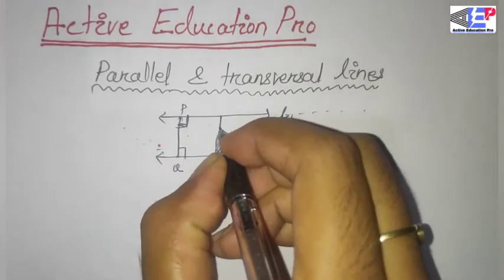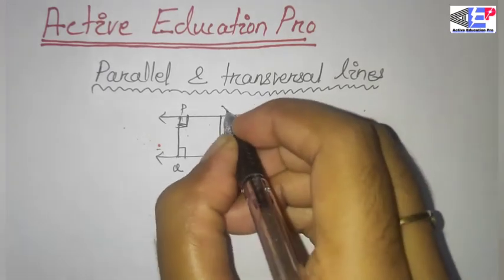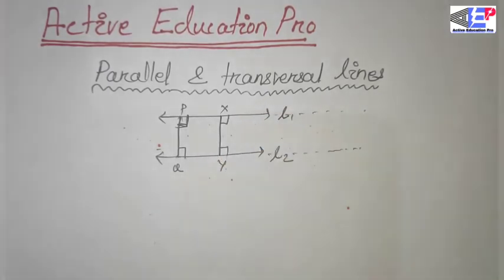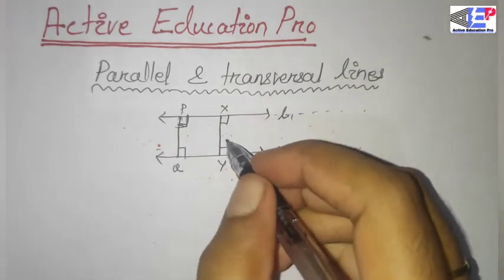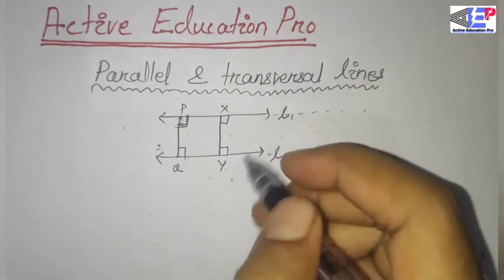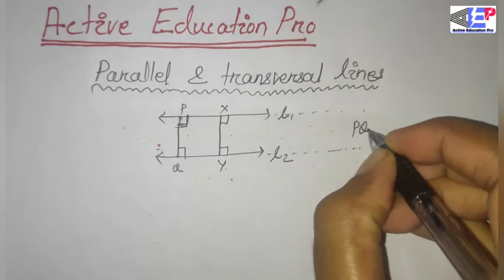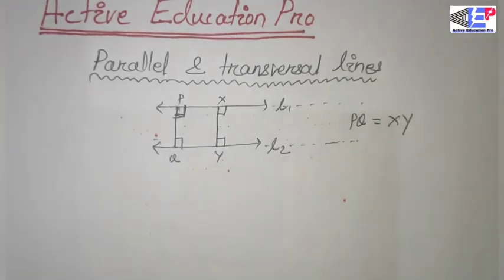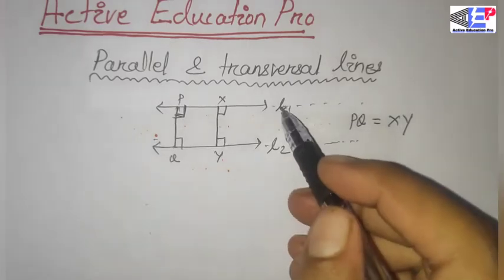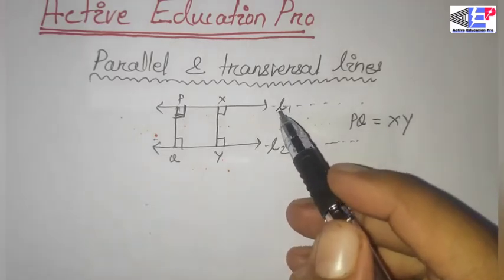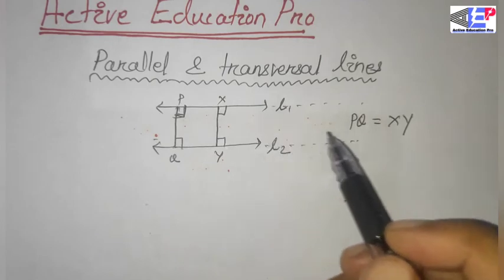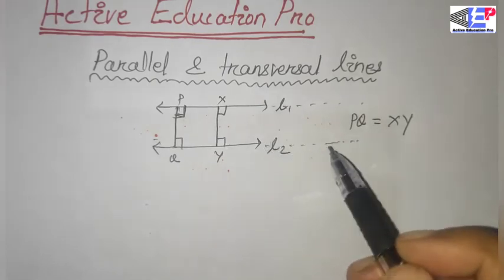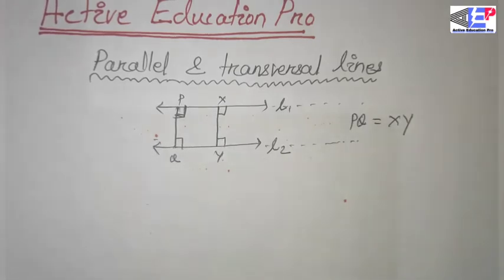If you draw another line, XY, it is also perpendicular to L1 and L2. Then PQ is equal to XY. If you measure the perpendicular distance between this pair of parallel lines, it must be the same anywhere. The perpendicular distance of two parallel lines is always the same. So these are parallel lines.